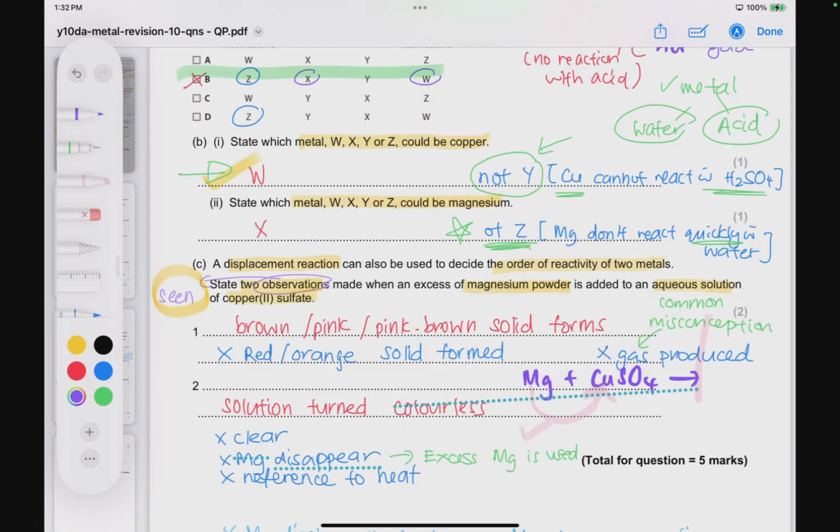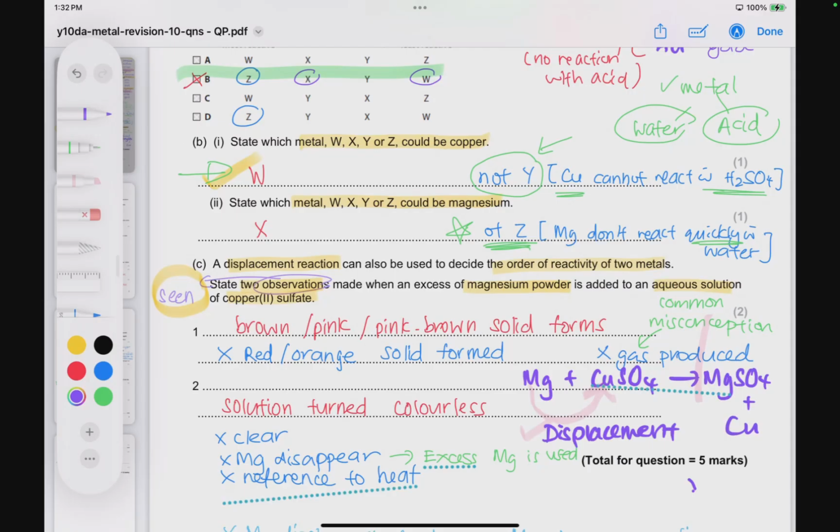The word we use is displace, where a more reactive metal takes the place of a less reactive one. So what we get at the end of the day is magnesium sulfate plus copper. So copper has been displaced.